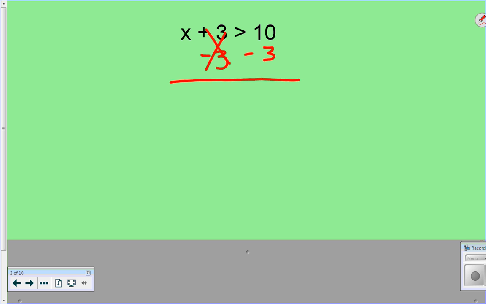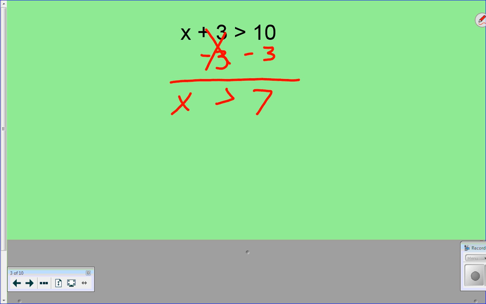So this is what I have left. X is greater than 7. I have to use my sign, don't use an equal sign. Now, what does this mean? If x is greater than 7, what does this mean? I could have 8, 9, 10. 8, 9, 10, 11, 12. Everything above that can make that true.